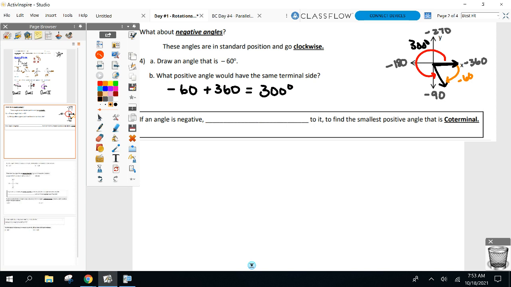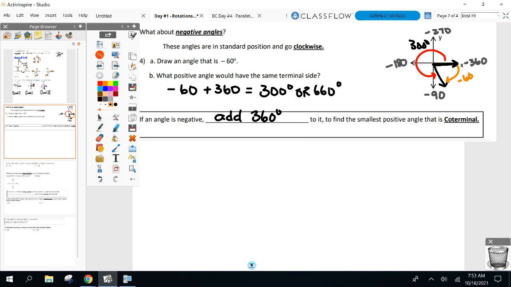Watch, ready? I'm going to keep challenging you. Is 300 my only option? No. Everyone ready? If you've got to grab your calculators, grab them. 300 plus another 360. That angle right there could also be 660. We could keep adding 360. Okay? Everyone good? Now, if an angle is negative, what did we do to it? What did Frank just do to the negative angle to find the positive angle? There you go. Add. If an angle's negative, we're going to add 360 to it.